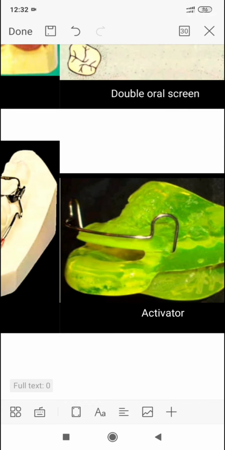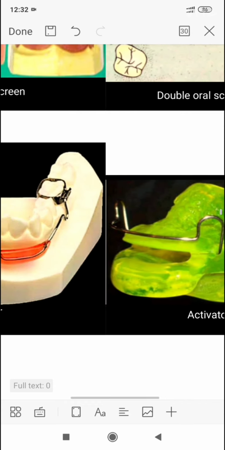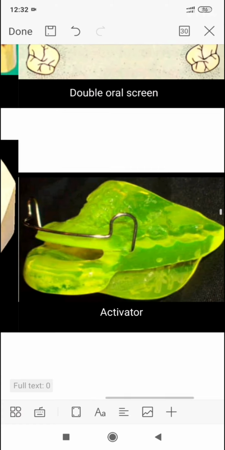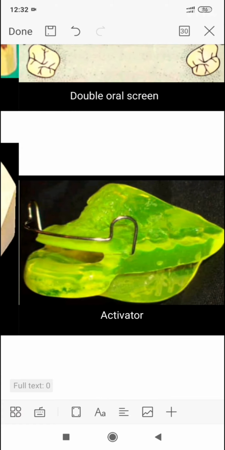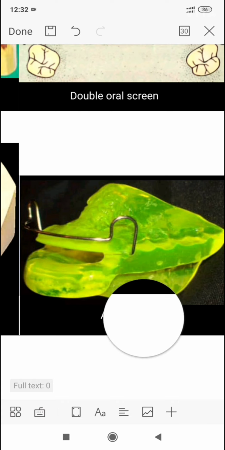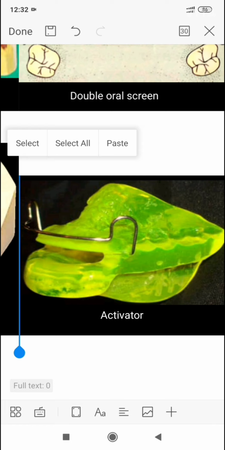So we come to myofunctional appliances. Here I will be discussing activator, bionator, FR and twin block. Simple thing that you need to remember is the activator, bionator and FR are passive appliances.